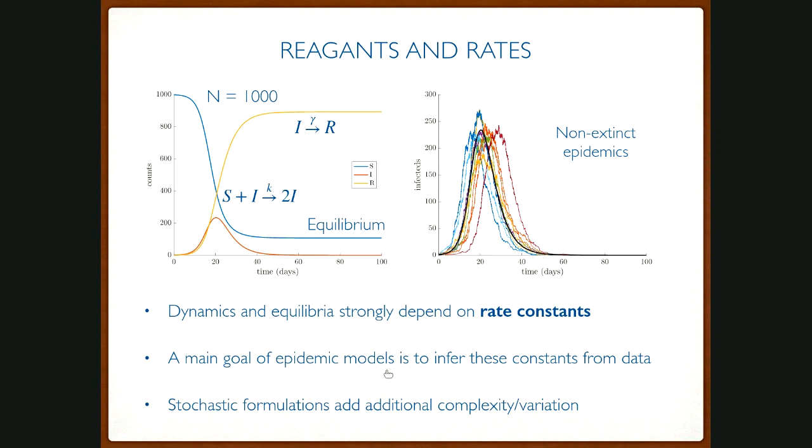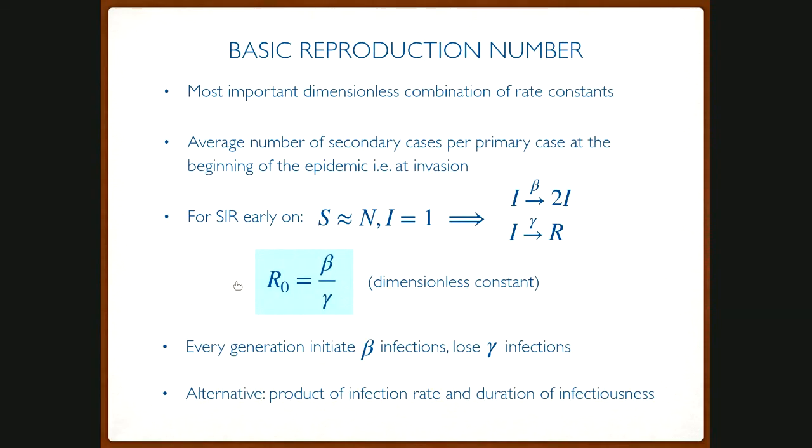Now, in terms of describing what's going on, what's going to be important are the equilibria and, of course, the rates of growth, all of which depend on the rate constants. And our main goal in infectious disease epidemiology, especially when you have emerging pathogens or emerging diseases such as COVID-19, is to try and infer some of these dynamics given some surveillance data. So one of the key things we might want to infer is the basic reproduction number.